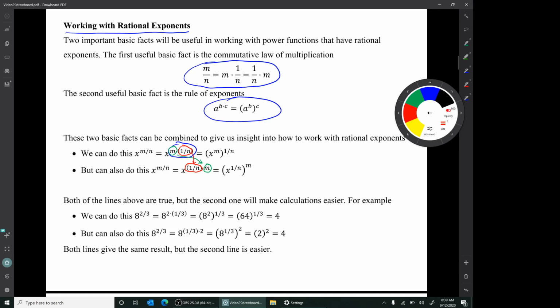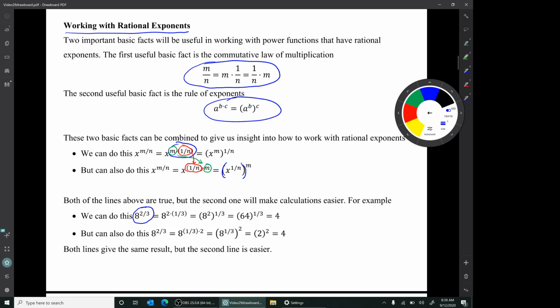But if I think of the power function that way, then this is telling me to start by doing x to the 1 over n power and then raise that to the mth power. That may sound very finicky, but it can make calculations much easier if you pay attention to which form is more helpful. So for instance, suppose you have to compute 8 to the 2/3 power.